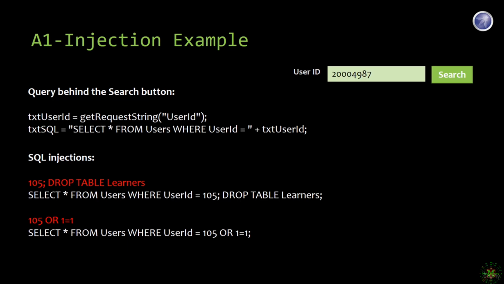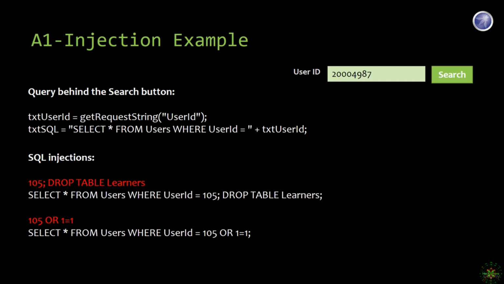So what will the SQL query turn into? It will be SELECT * FROM users WHERE user_id = 105. This will be executed, and the other query that will be executed is DROP TABLE learners. You will delete the learners table.